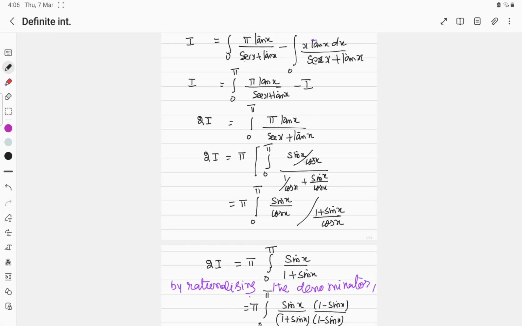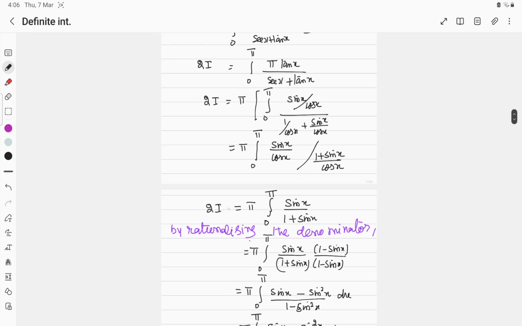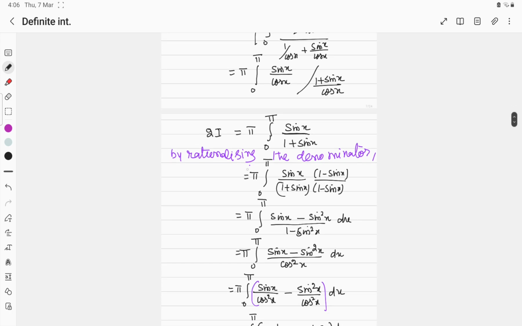Here we convert into sin by cos. We know tan is sin by cos and secant is 1 by cos. Taking LCM and rearranging, the sum becomes 2I is equal to pi times integral 0 to pi of sin x by 1 plus sin x. Then we rationalize the denominator, multiplying numerator and denominator by 1 minus sin x.